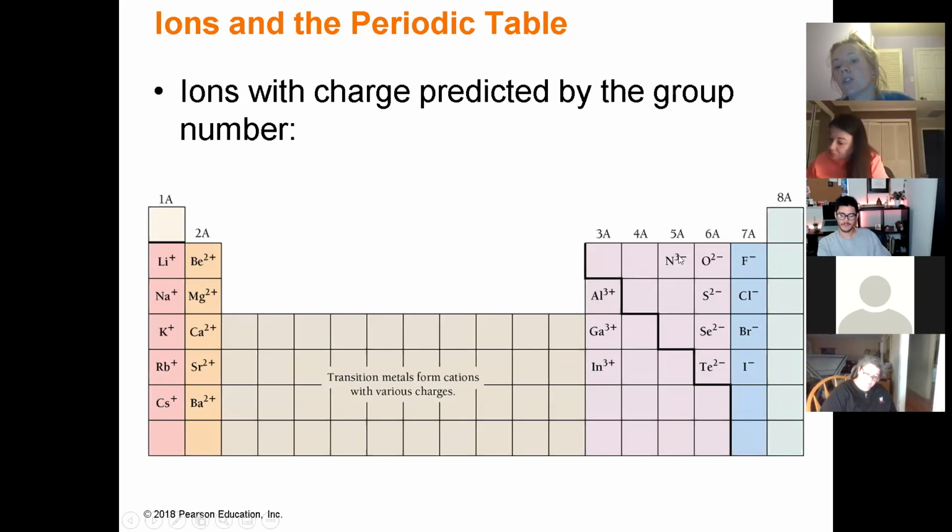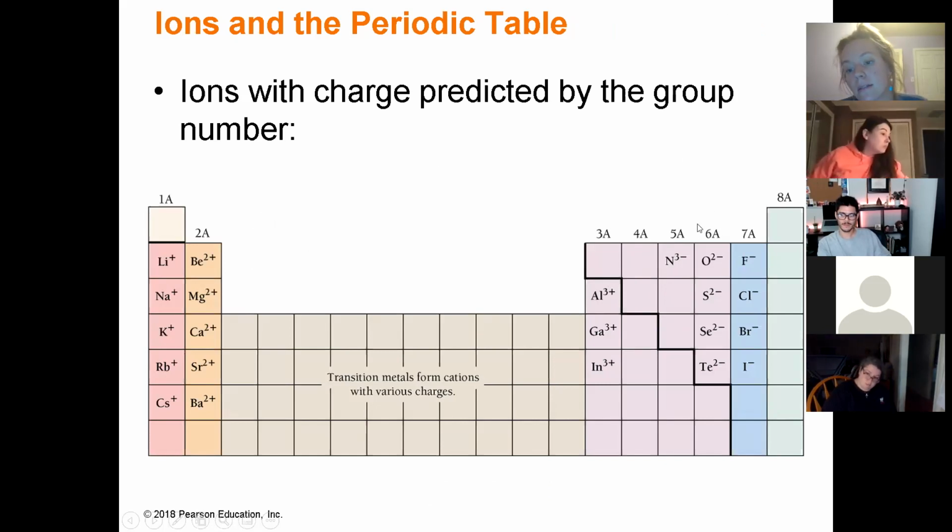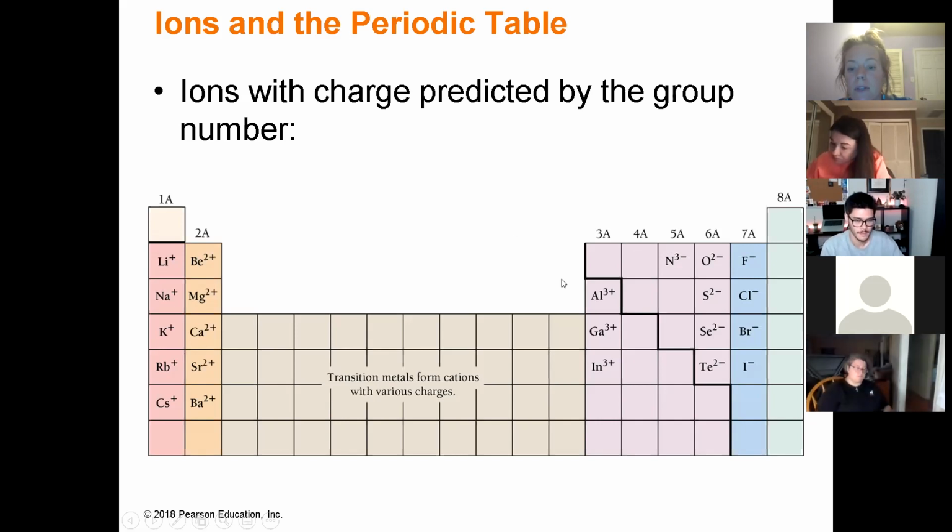This column here, nitrogen, and also phosphorus. Phosphorus tends to do this as well. They will form a 3- charge, meaning they eat 3 electrons. They pick up 3 negative things. Okay. Above column 6, put a 2 minus. And then we already have above column 7, the 1 minus. Okay, so these things like to form positively charged. These things like to form negatively charged.